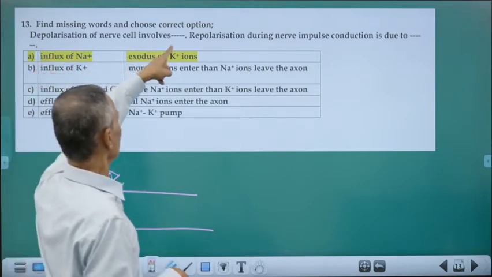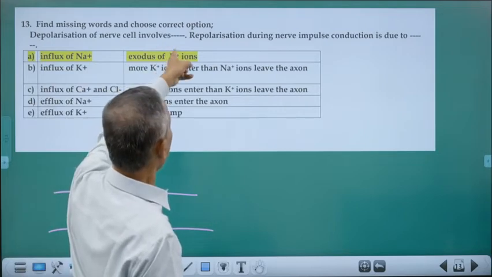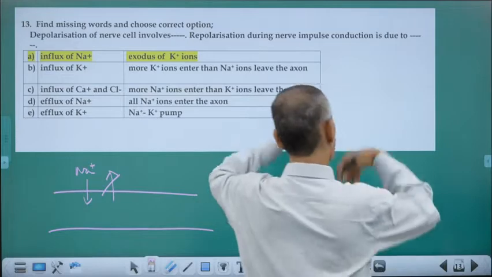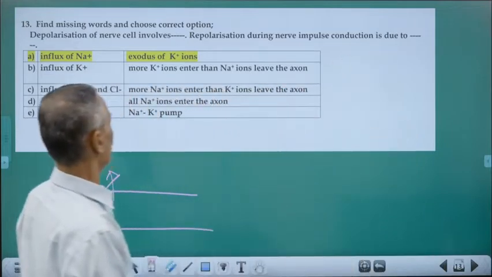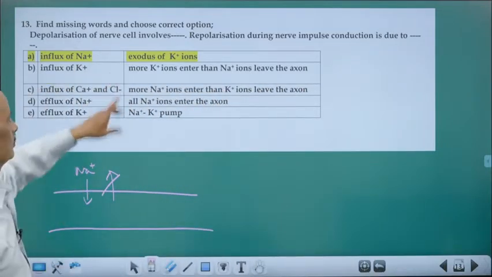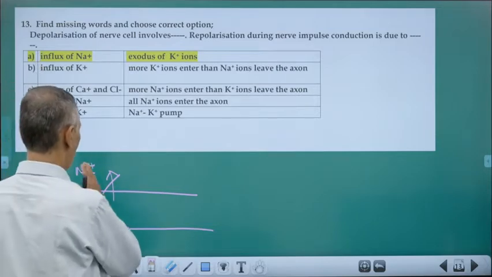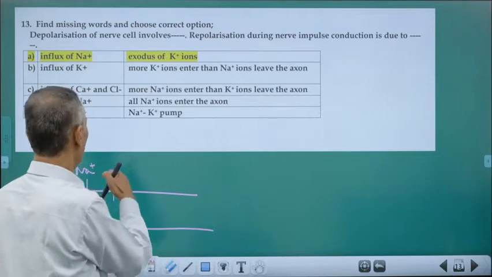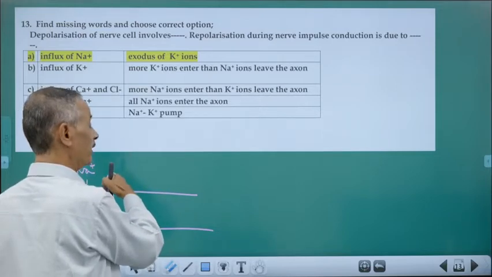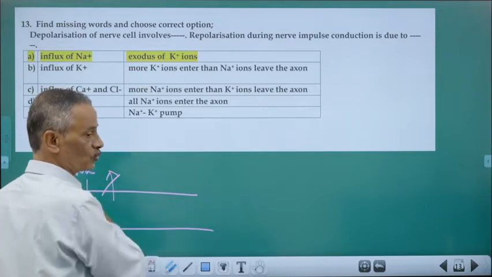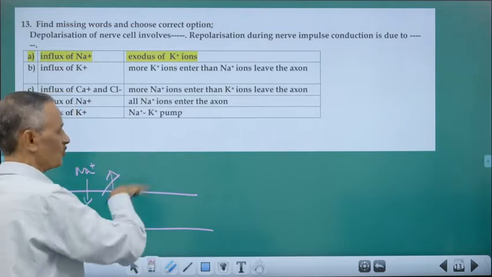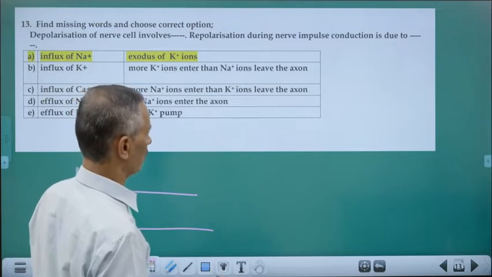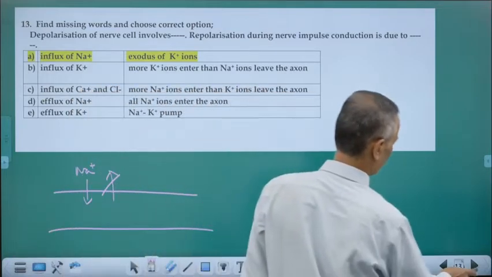Depolarization involves the influx of sodium, the coming in of sodium, and repolarization during nerve impulse conduction is due to the outflux of potassium, the exodus of potassium ions. All the incoming sodium is pumped out by the sodium potassium pump, and potassium increases its permeability. It resumes its original permeability, so potassium will be moving out. That's how it comes back to the normal polarized condition. So, exodus of potassium.